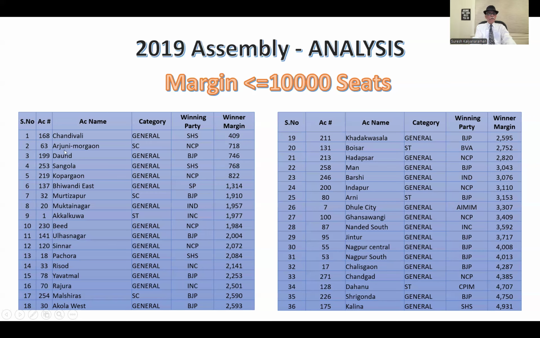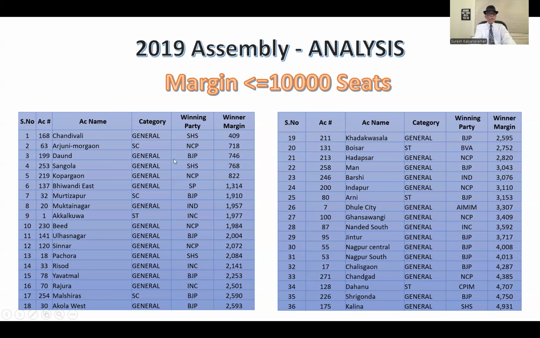Then moving on, you would see Arjuni Morgan. It's a reserved constituency for SCs. That was won by Sharad Pawar's NCP, and they won by only 718 votes. So in subsequent episodes, we will do some analysis as to exactly who are contesting this time and what is the scenario on the ground for these constituencies.